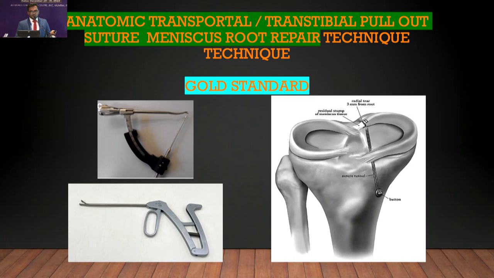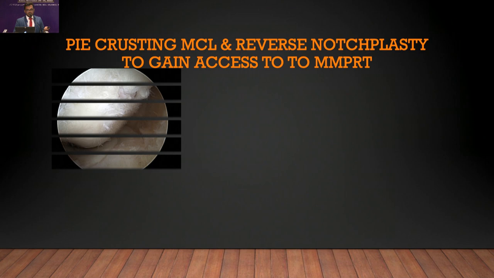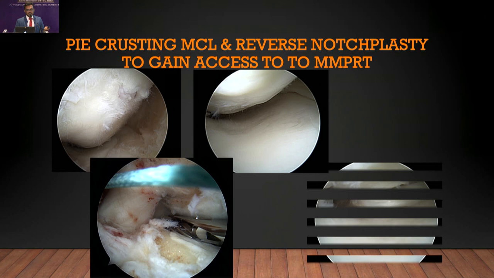This is the gold standard technique, the anatomic transportal transtibial pullout suture technique. The two most commonly used instruments are the knee scorpion and the meniscus root repair jig, which you should have while doing this technique. Suture anchor root repair techniques have also been described. This is how you start with the diagnostic scope. You often find the medial compartment is tight since these are degenerative knees. You have to do a pie crusting of the MCL and a reverse notchplasty to gain more access to the posterior root. Then the gap opens and you can identify the posterior root.